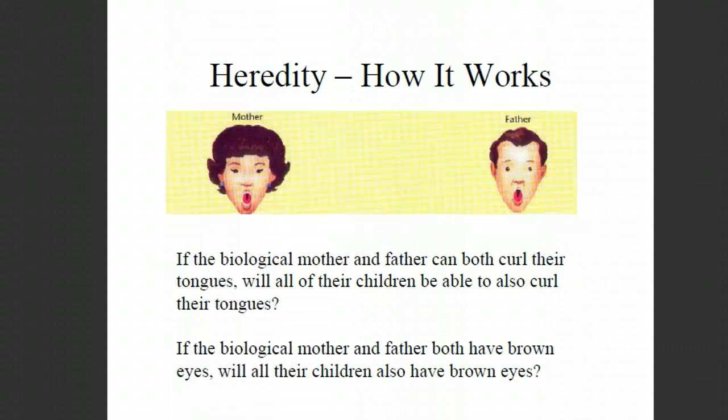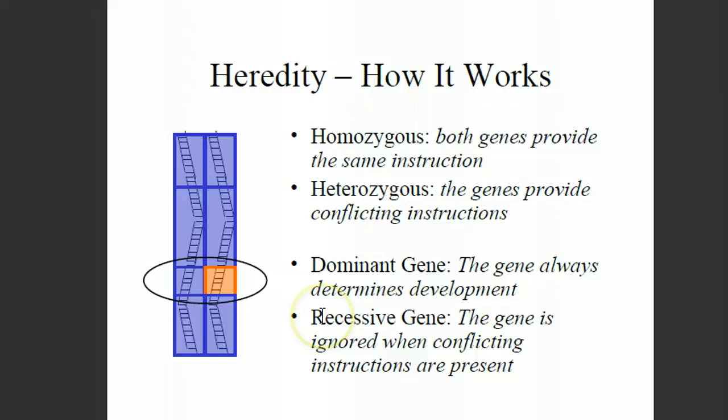So, here's a question for you. If the biological mother and father can both curl their tongues, will all their children be able to curl their tongues? I also have here, if the biological mother and father both have brown eyes, will their children have brown eyes? Tongue curling is determined by one gene. Eye color can actually be influenced by thousands of genes, so it's more complicated. So for now, I'll just stick with the tongue curling. So if mom and dad can both curl their tongues, are we guaranteed that all the kids will be able to curl their tongues? Let's develop some important language to help us to consider this question, this concept.